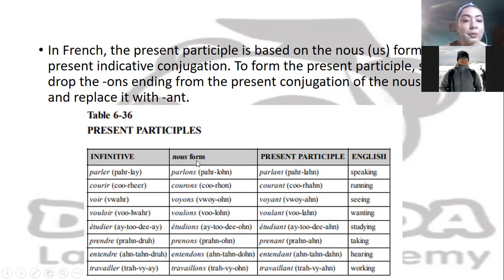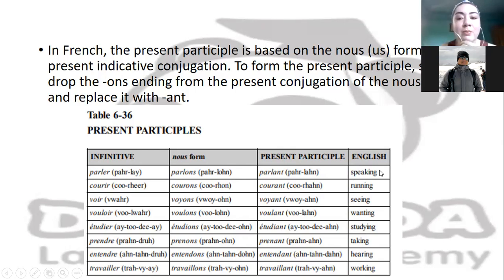Okay, so remember, nous is je, tu, il, elle, nous. That is the first person plural personal pronoun. Okay, nous. Okay, and here we have the present participle, which ends in ANT, and here we have its English translation.